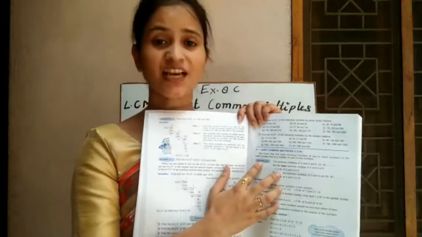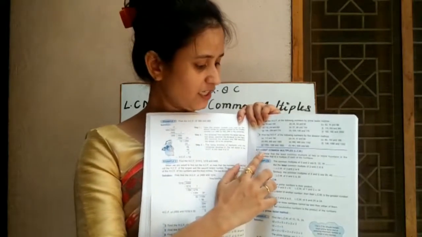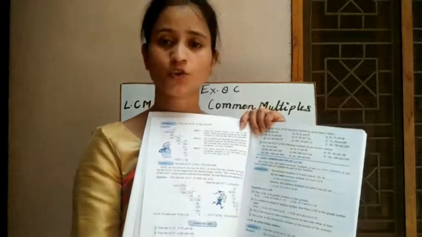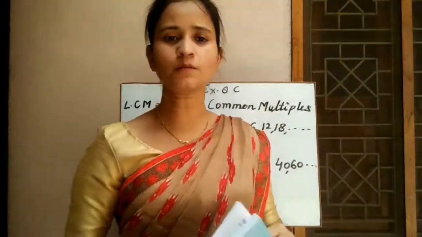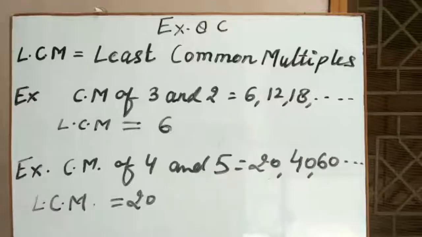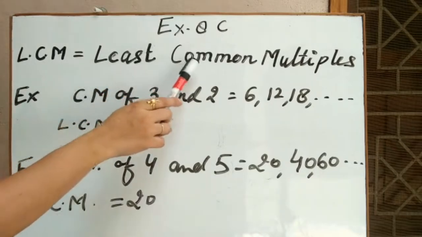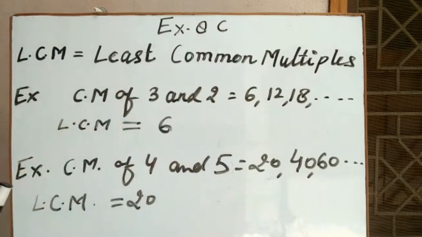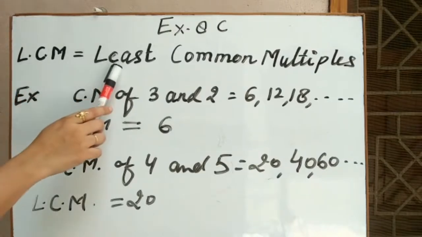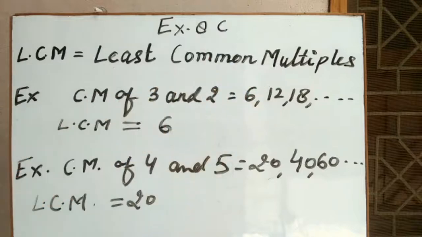Now today I will teach you exercise 8c, that is least common multiples, in short LCM of the numbers. Exercise 8c, LCM. The full form of LCM is least common multiples. I repeat, full form of LCM is least common multiples.